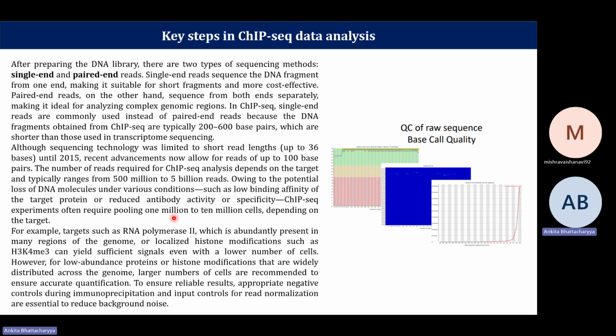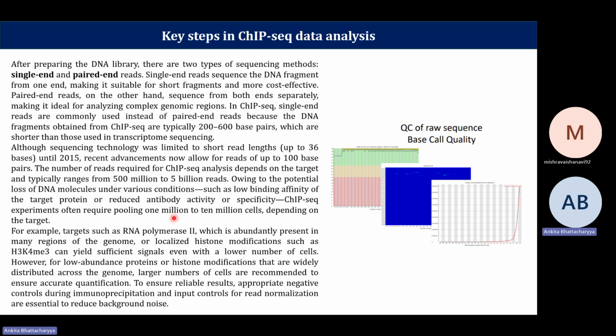Now, although sequencing technology was limited to short read length up to 2015, recent advancements have allowed for reads of up to 100 base pairs, and the number of reads depends on the target. Typically it ranges from 500 million to 5 billion reads, owing to the potential loss of DNA molecules under various conditions.